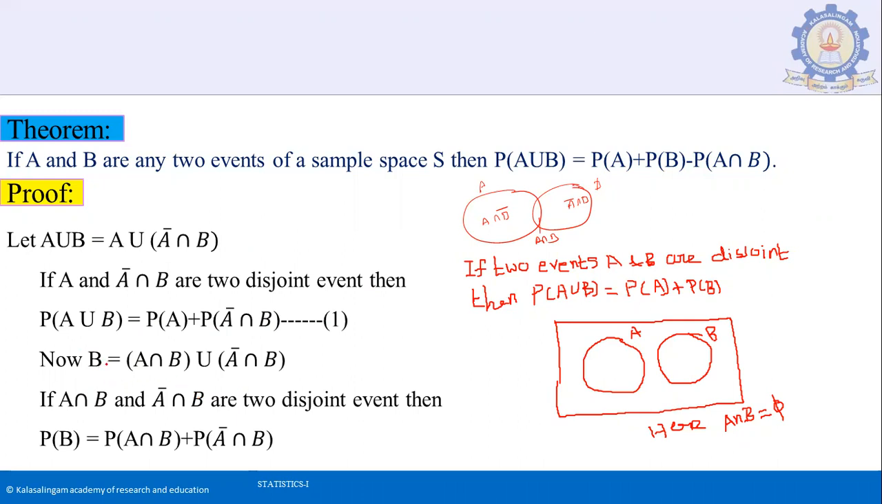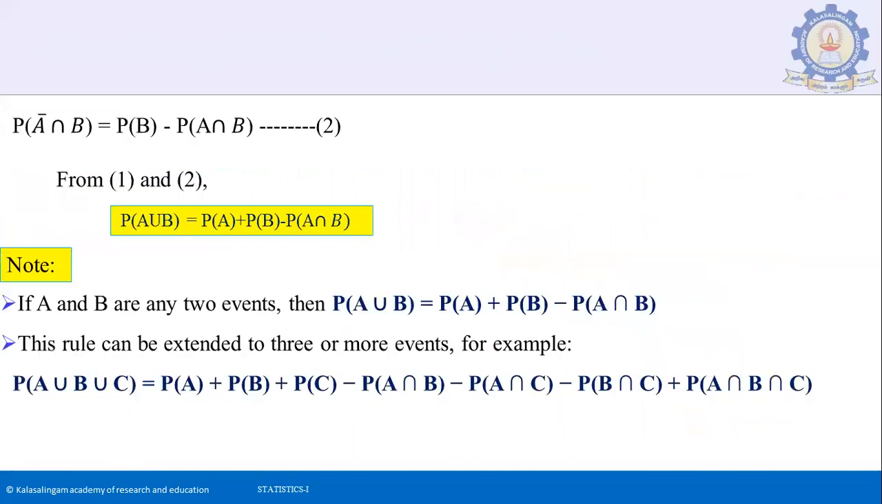In the same diagram, we can express B as A intersection B union A bar intersection B. And also they are disjoint. Therefore, probability of B equal to probability of A intersection B plus probability of A bar intersection B, from which we can get probability of A bar intersection B as P of B minus P of A intersection B. Substituting 2 in 1, we get P of A union B equal to P of A plus P of B minus P of A intersection B.